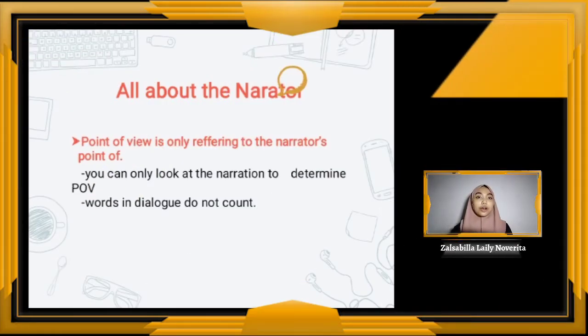The next is all about the narrator. Point of view is only referring to the narrator's point of view. You can only look at the narration to determine point of view. Words in dialogue do not count.